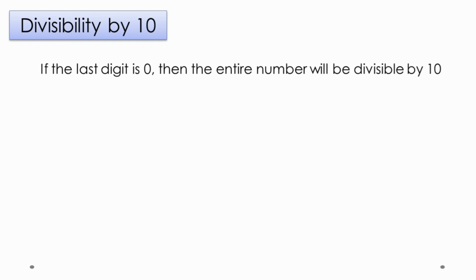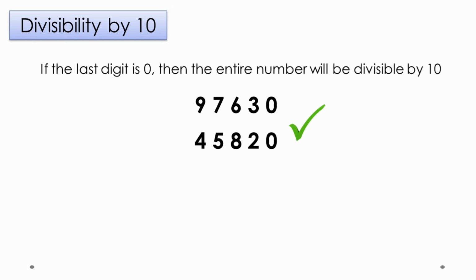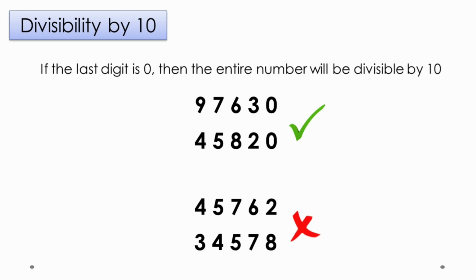The test of divisibility by 10 is probably the easiest. All we have to do is check the last digit of the number. If the last digit is 0, then the entire number will be divisible by 10. Numbers like 97630 and 45820 would be divisible by 10, whereas numbers like 45762 and 34578 will not be divisible by 10.